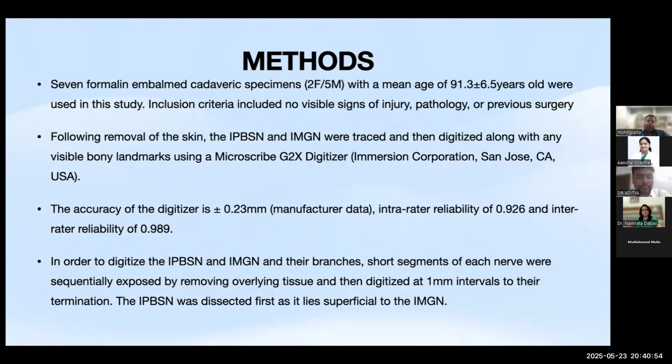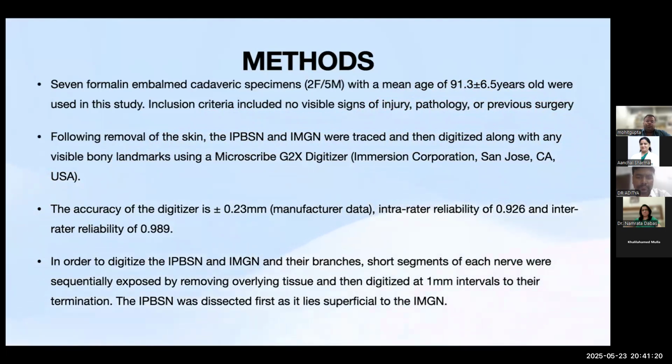were traced and digitized along with any visible bony landmarks using a Microscribe G2X digitizer. The accuracy of the digitizer is plus or minus 0.23 millimeter, with intra-rater reliability of 0.926 and inter-rater reliability of 0.989.